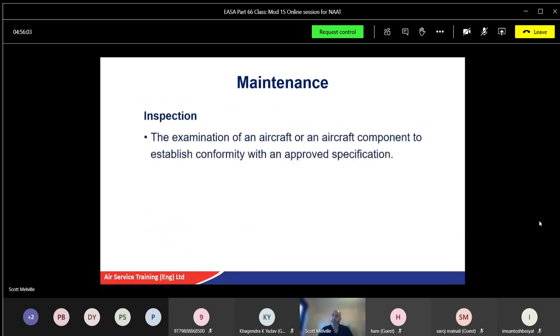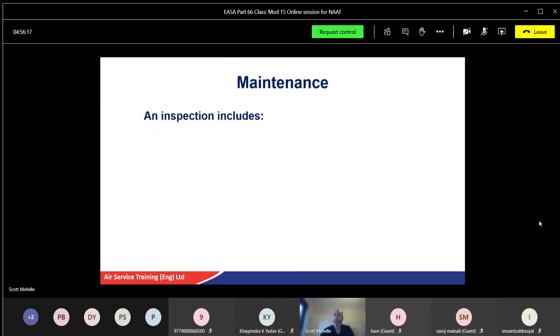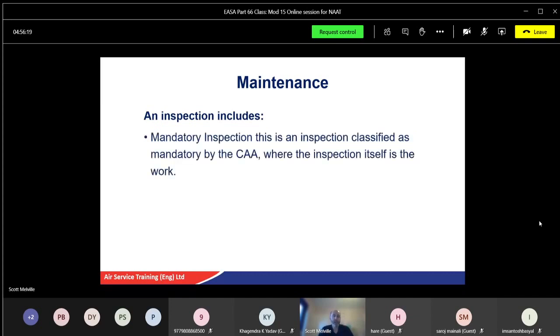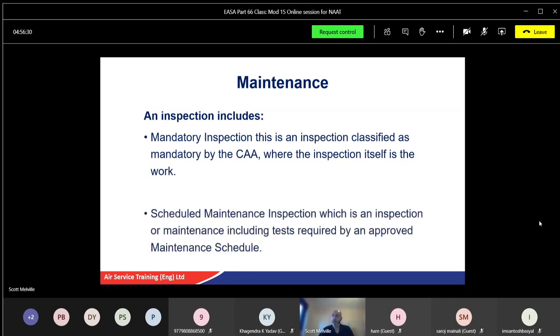Inspection is the examination of an aircraft or an aircraft component to establish conformity, again with an approved specification. Again, you're following the manual of how to actually inspect it. Inspection includes mandatory inspection, which is classified as mandated by the Civil Aviation Authority. Then there's scheduled maintenance inspection, which is an inspection of maintenance, including tests required by an approved maintenance schedule. So it's just definitions of the terms we use.